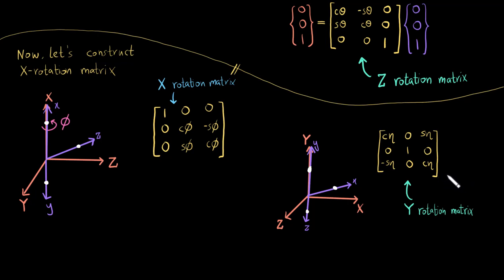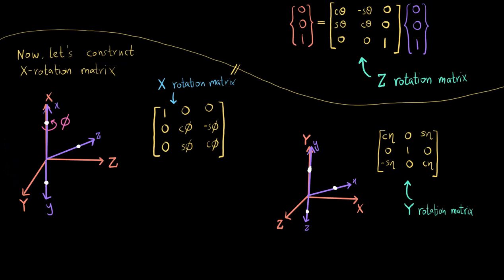I would highly encourage you to pause this video and try to derive the x rotation matrix and y rotation matrix on your own. So now we have got the 3 rotation matrices: our x rotation matrix, our y rotation matrix, and our z rotation matrix, which are about the respective rotation axes.